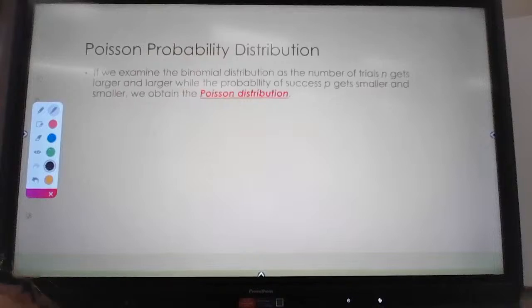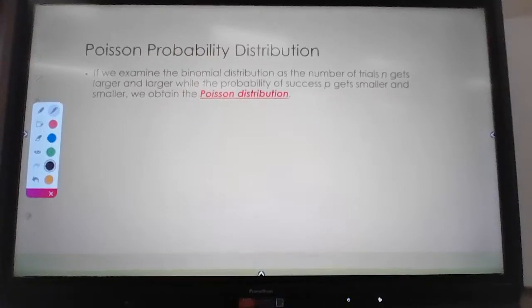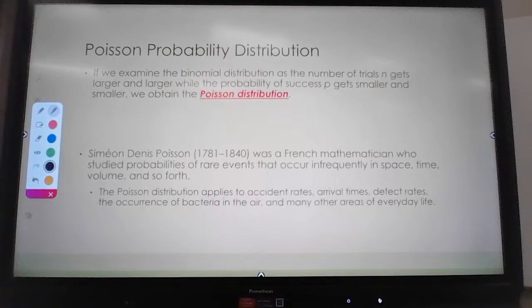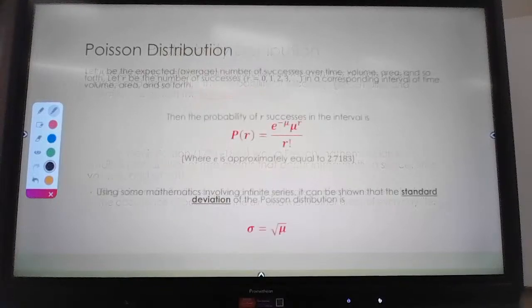Then you have the Poisson probability distribution. A Poisson distribution is appropriate when the number of trials gets larger and larger, and the probability of success gets smaller and smaller. It is named after a mathematician named Simeon Denis Poisson, who studied probabilities of rare events that occur infrequently in space, time, volume, and so forth. So the Poisson distribution applies to accident rates, arrival times, defect rates, bacteria, and many other areas of everyday life. Here is the formula for the Poisson distribution.